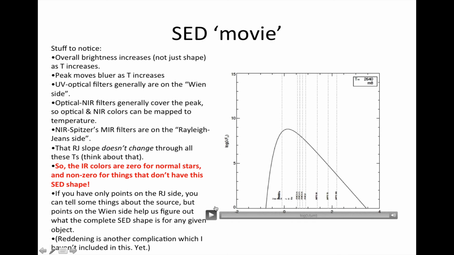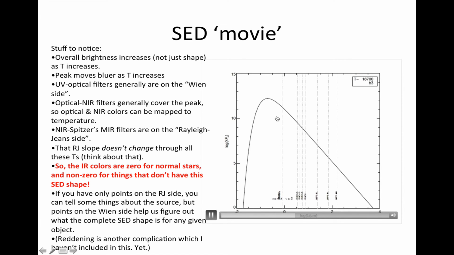So here I have a movie. Here I've got plotted energy as a function of wavelength, and there's the black body. It's going to start at a temperature of 2640 Kelvin, which is the temperature you expect for an M8 star. An M8 effective temperature is 2640 Kelvin. So I'm going to start the movie, and I'm going to heat up my black body. So I'm through the M's, now I'm into the K's. The whole thing is getting brighter, and the peak is moving bluer. Bluer and bluer and bluer.